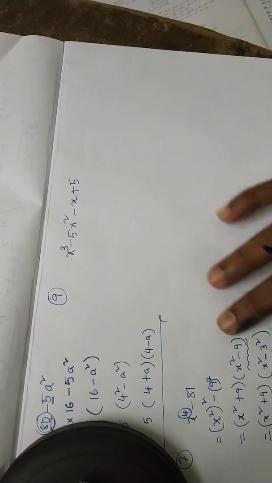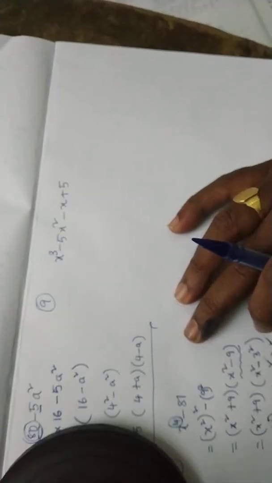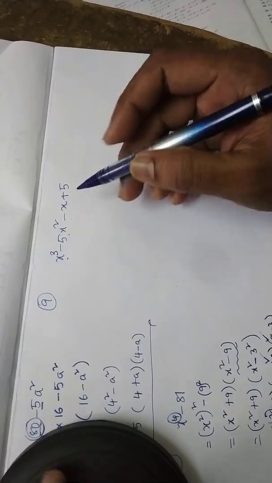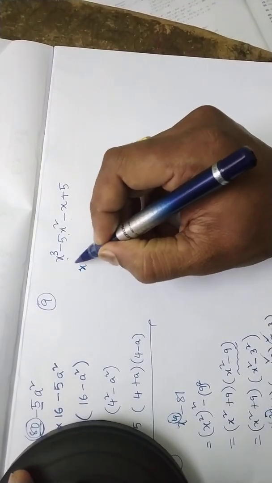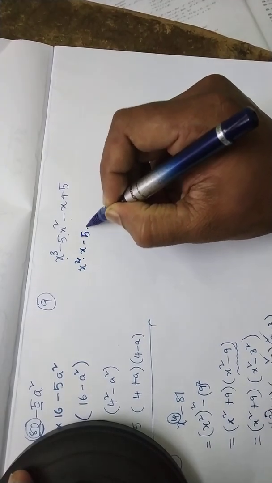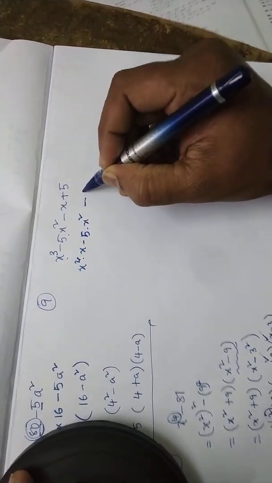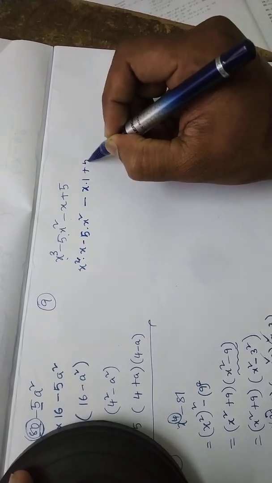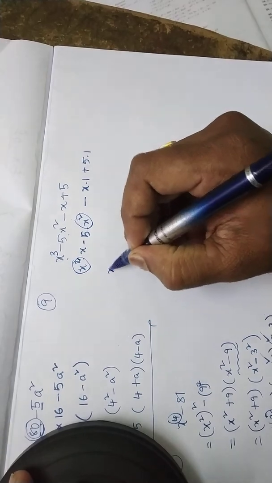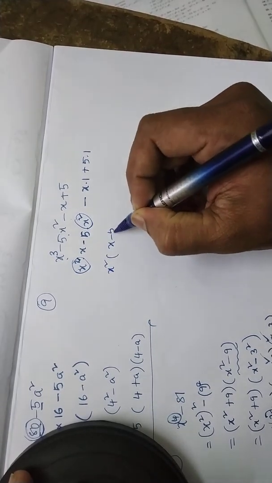Right. So he has given again a grouping problem here. You have 4 terms here, and that too with no perfect square. So what you have to do, you can write x cube as x square into x minus 5 into x square. Okay, minus x into 1 plus 5 into 1. So here x square is the common factor, you just take it out. When you take x square out, x minus 5 will be left.